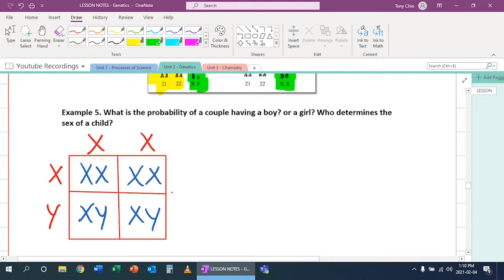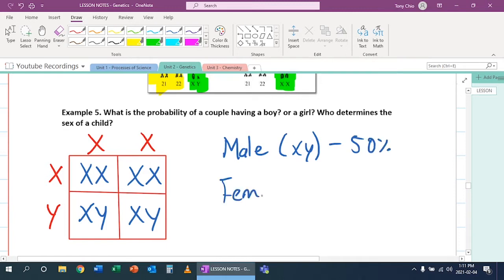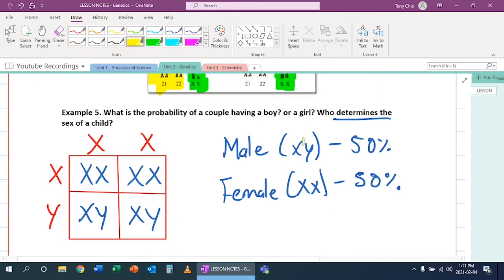So look at this. What's the probability for the male chromosome? The male, which is the XY chromosome, is 50%. For the female, which is the XX chromosome, is 50%. So it's a 50-50 chance that this can happen. But who, in a sense, not determines, but who passes on the Y chromosome? Only the male can pass on the Y chromosome because there is no Y chromosome in the female. So that is what we talk about when we talk about the sex chromosomes.